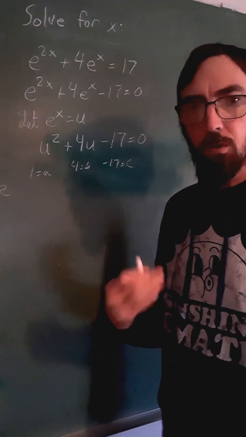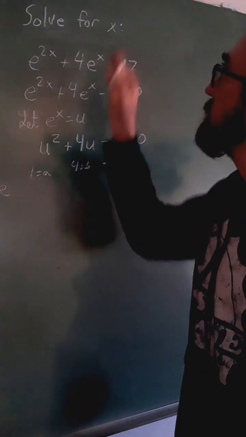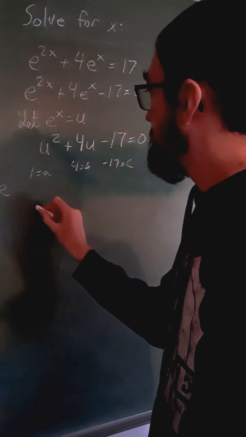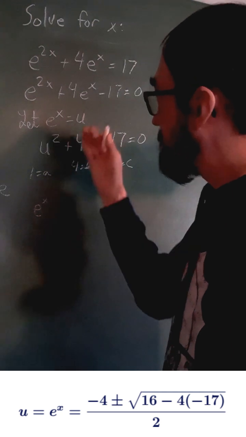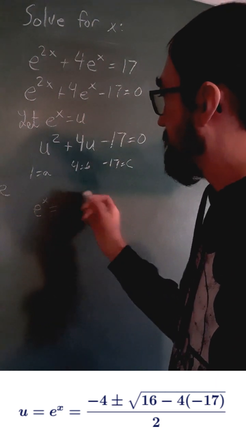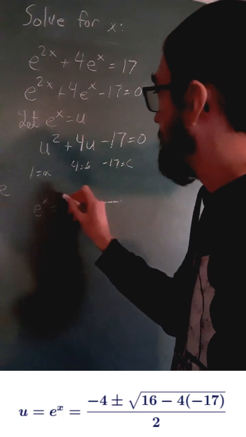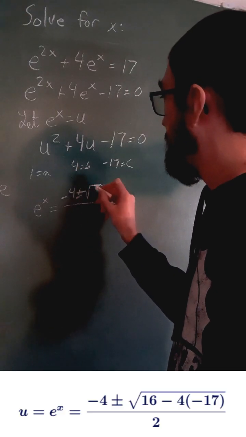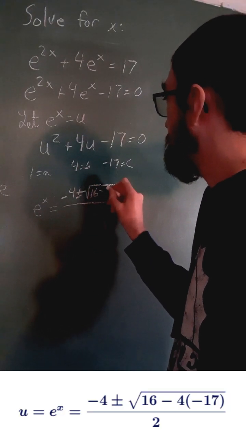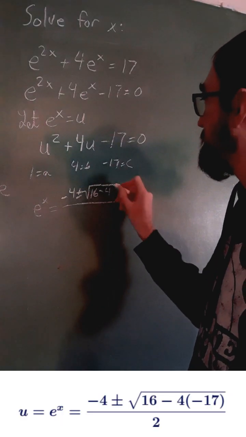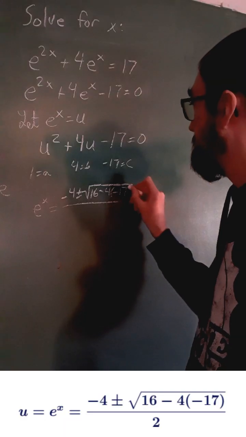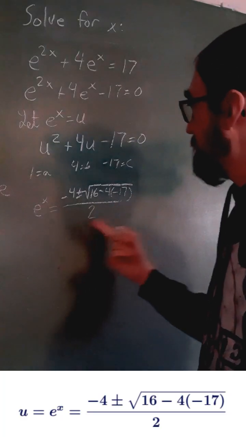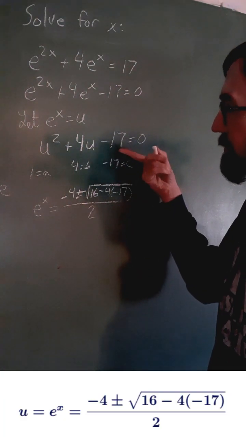Sridhar-Acharyya's formula. Once we simplify that, if we're solving for x, we're going to take the natural log of both sides. Because what we're really saying is that e to the x, or u in this case, is equal to negative the b value plus or minus the square root of this b value squared, so that's 16, minus 4 times a times c, which is being multiplied by negative 17. And that's all over 2 times a, which is just 2. So this is just Sridhar-Acharyya's formula since I have a quadratic.